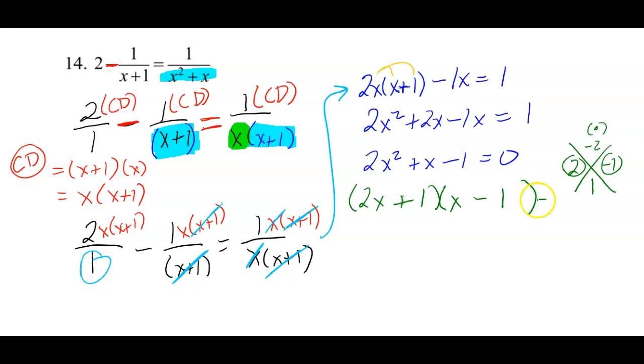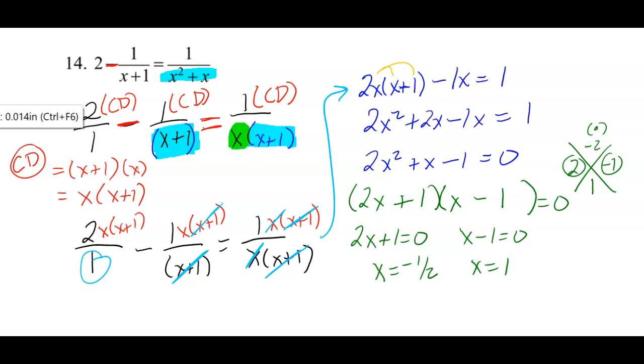Okay, equal to 0. So continuing to solve. That gives me 2x plus 1 equals 0. Subtract the 1, divide by 2. x equals -1/2. x minus 1 equals 0. x equals 1. So now what? Before I can say I'm done, I have to check restrictions.